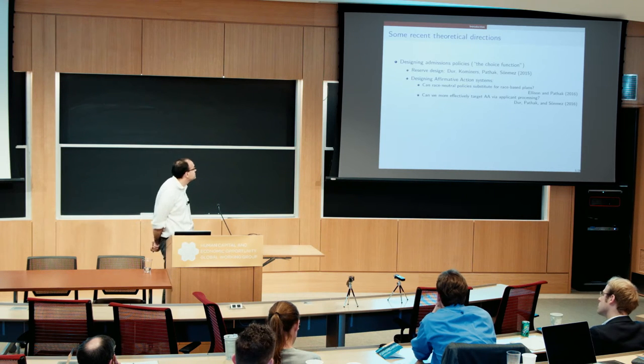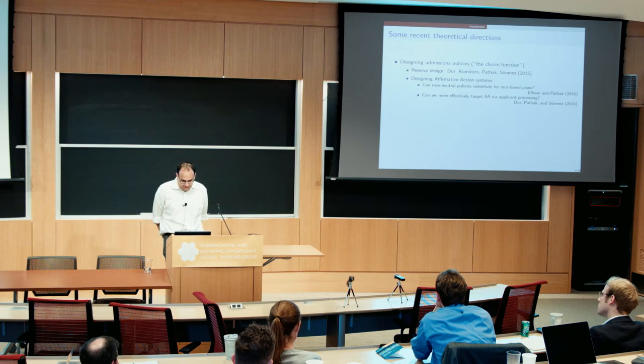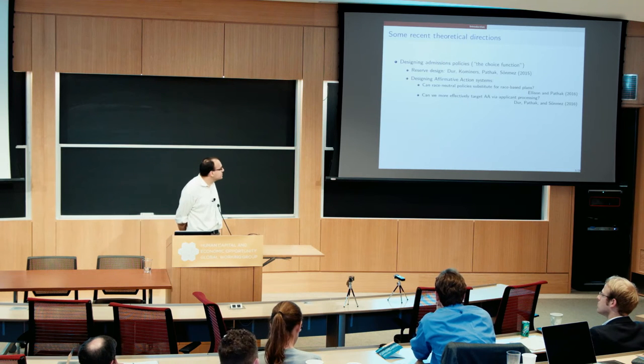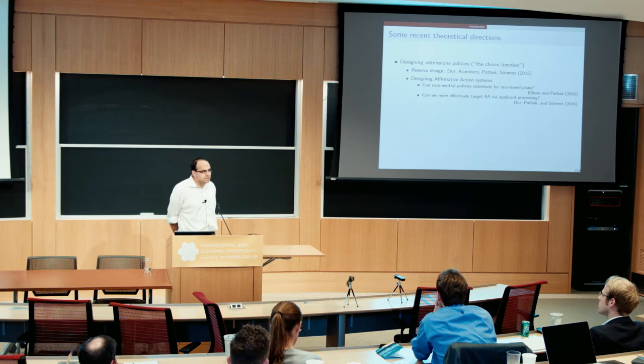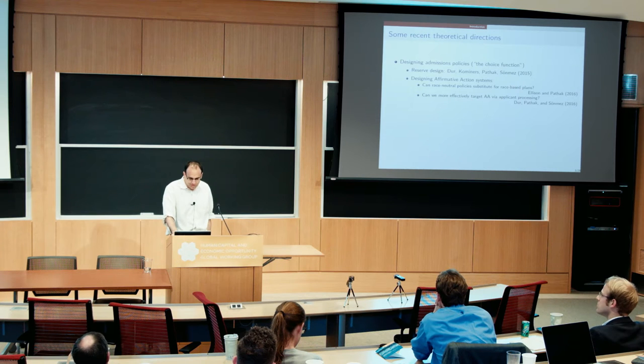And so some questions we've looked at there are: can race-neutral policies be effective substitutes for race-based plans? And the quick answer is not in our case. That's a case from Chicago's public schools. Another question is: can we more effectively target affirmative action using application processing? And there the answer is yes. I don't want to spend my very limited time on those issues, because those are closer to the conventional market design literature on school assignment.